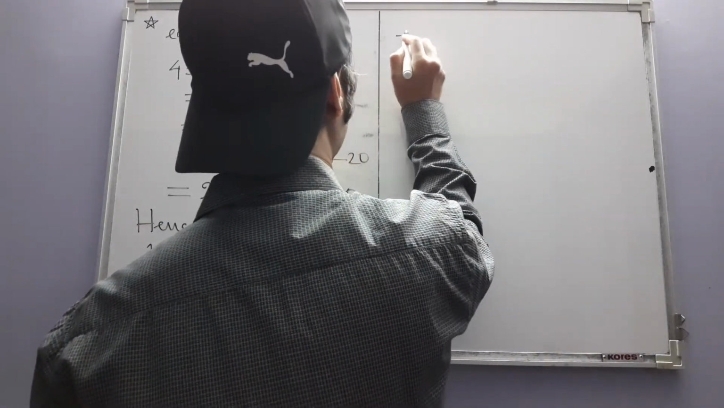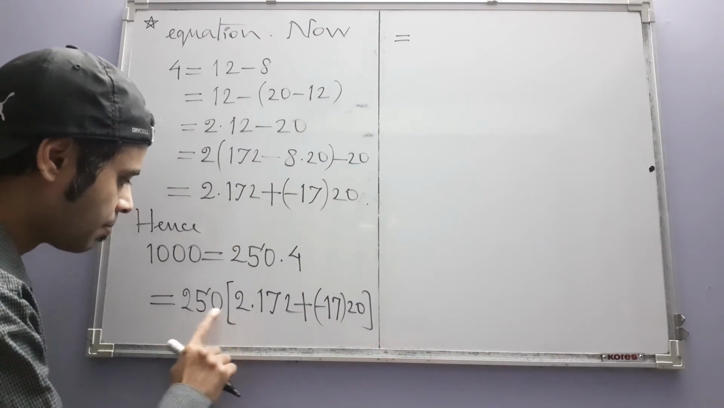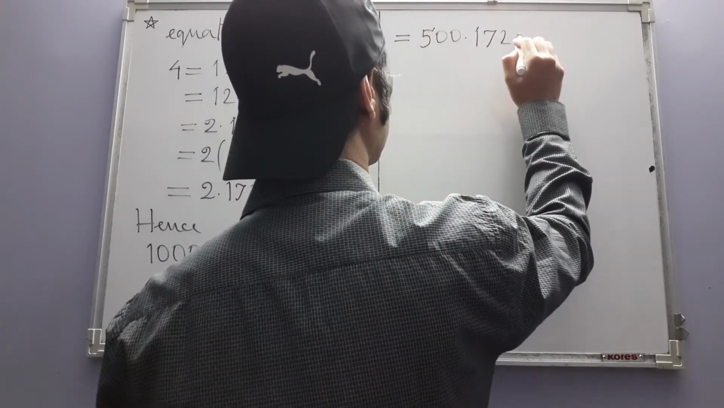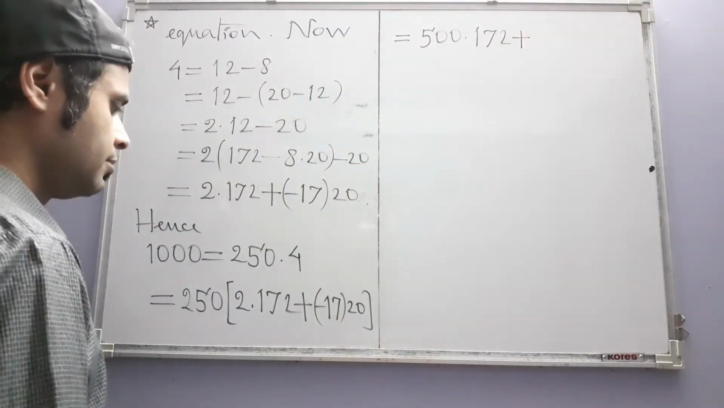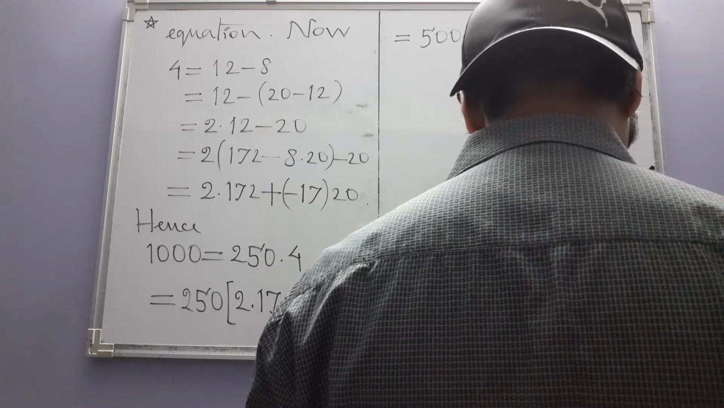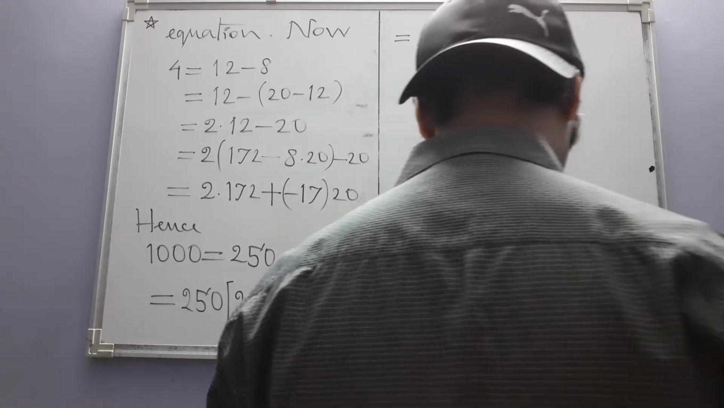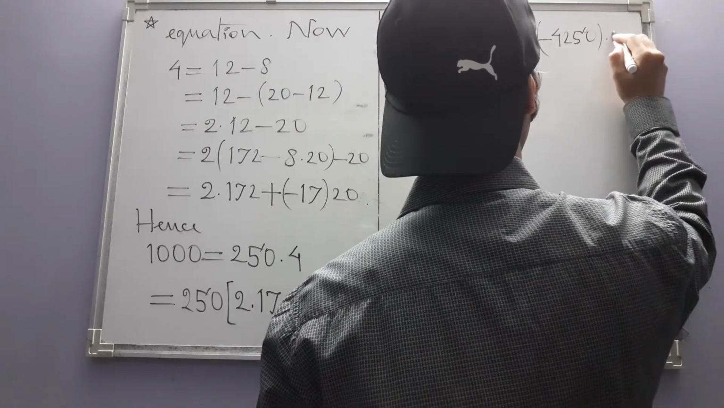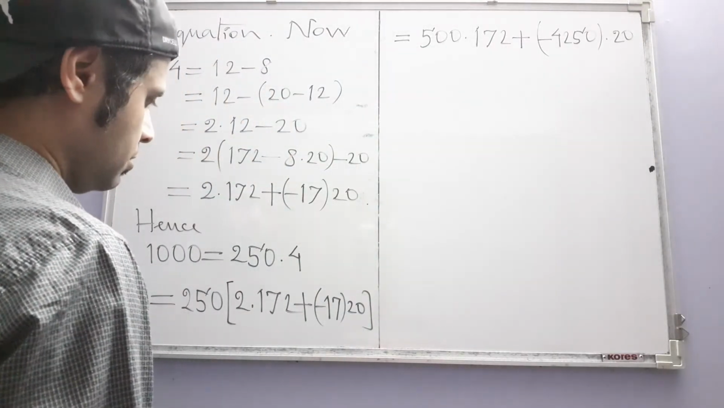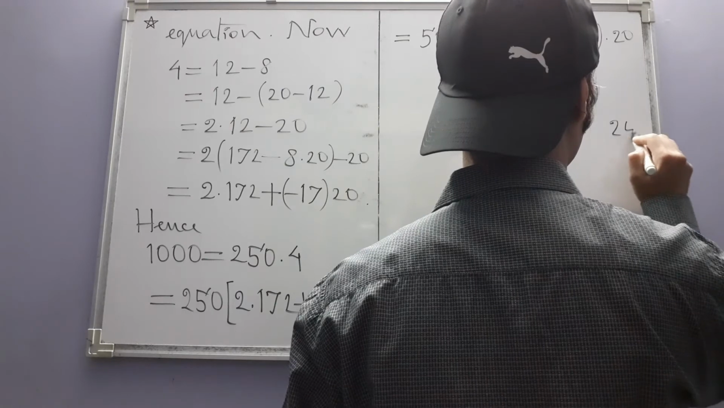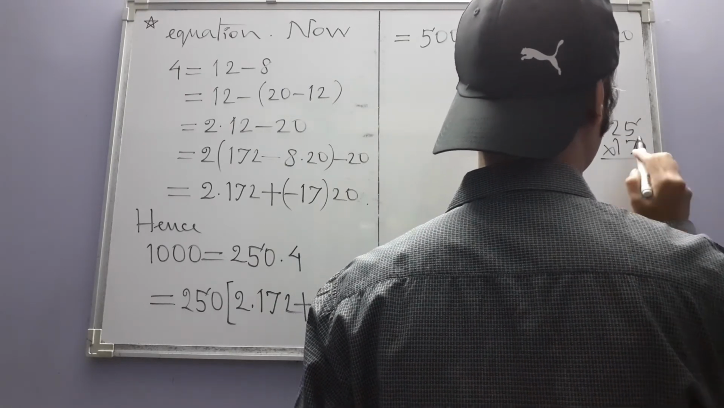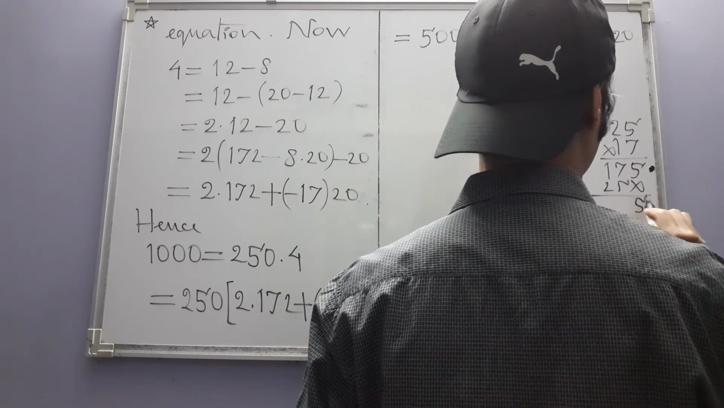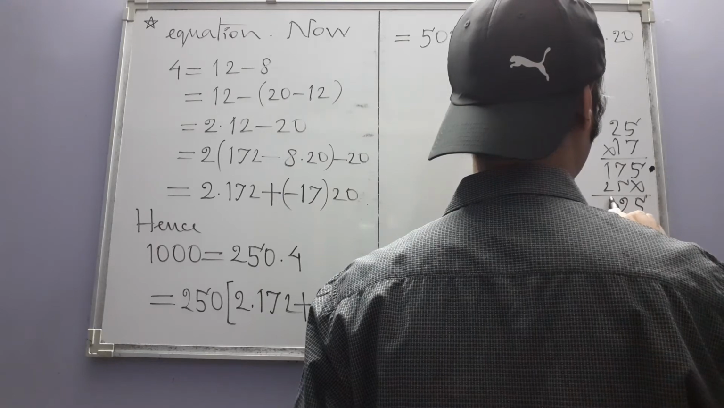Okay, so here what are we getting finally? 500, yeah, this is 500. 500 times 172 plus, and then this would be how much? 4250 times 20. Let me just quickly verify it. Yes.